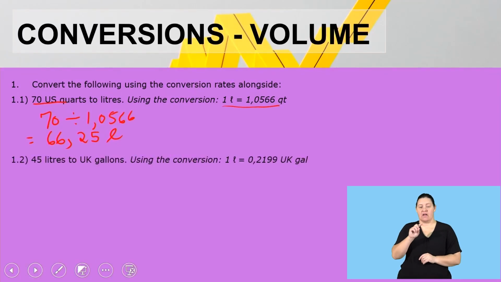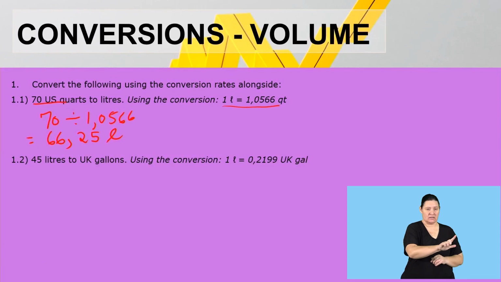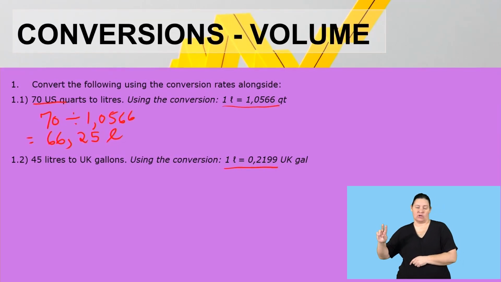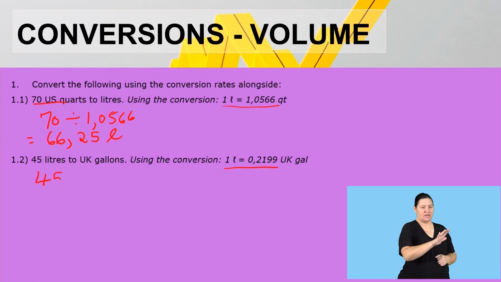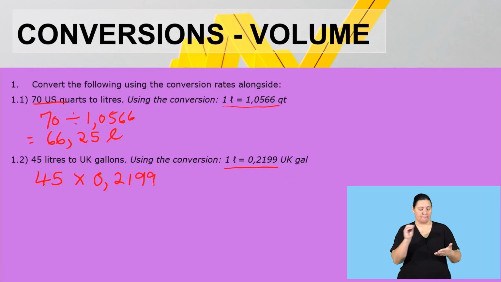This time around, I'm saying 45 liters to UK gallons. And in this case, 1 liter equals to 0.2199 UK gallons. All right, so in this case, what will happen now? I'll take my 45 liters and I will multiply that by the conversion factor here of 0.2199. When I punch that in on my calculator, 45 multiplied by 0.2199.